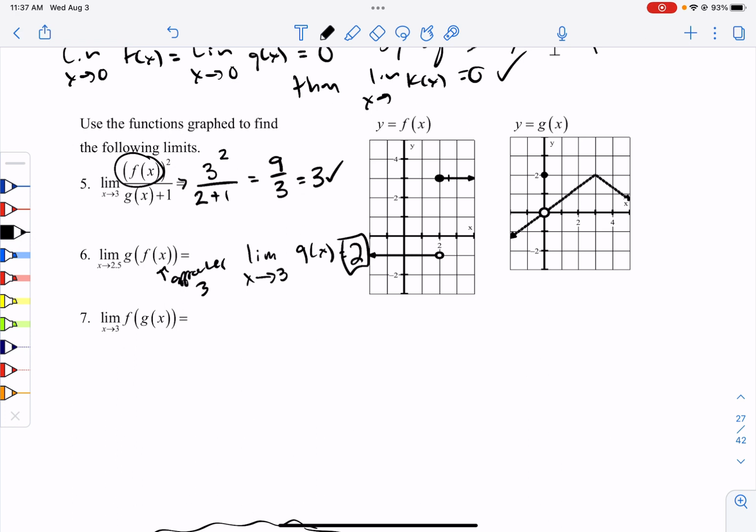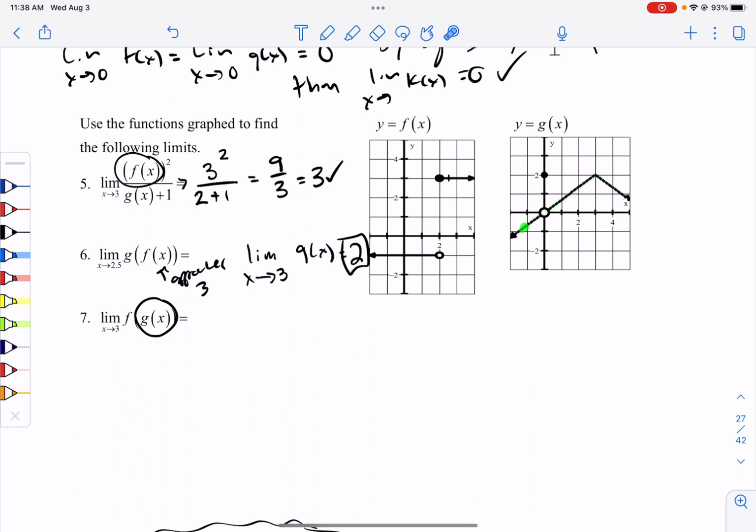This is the one that, if you're going to miss a limit question on the AP test, is likely to be the one you miss, because this is an easy one to disregard and to overlook. This time it wants me to take the limit as x approaches 3 of f of g of x. So I'm going to approach 3 of g of x first. All right, so let's go to my g function and approach 3.